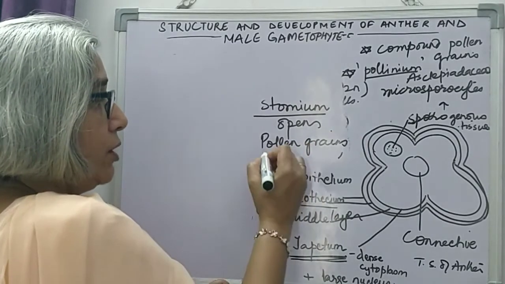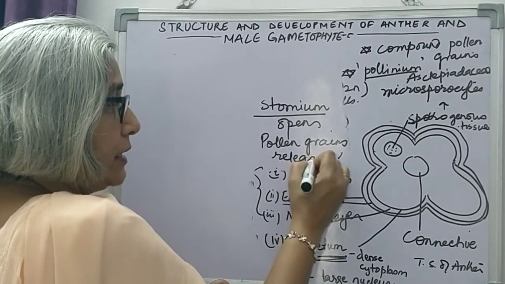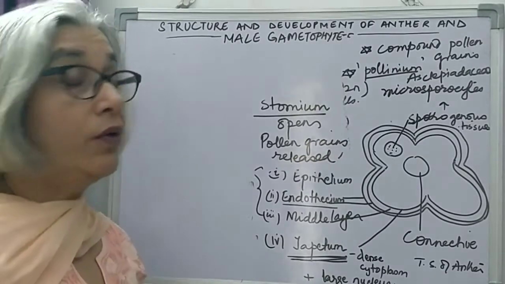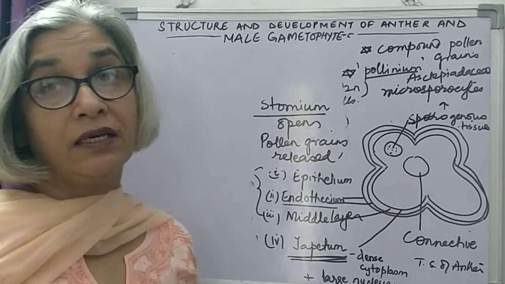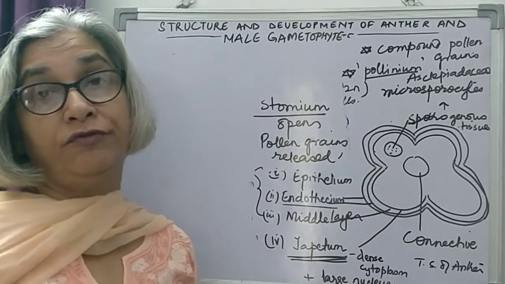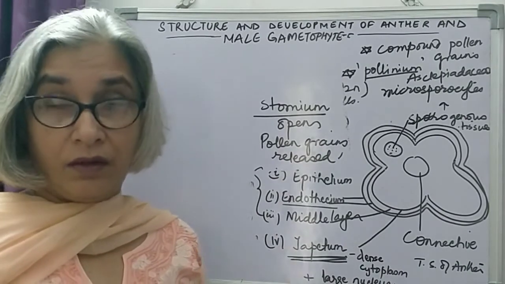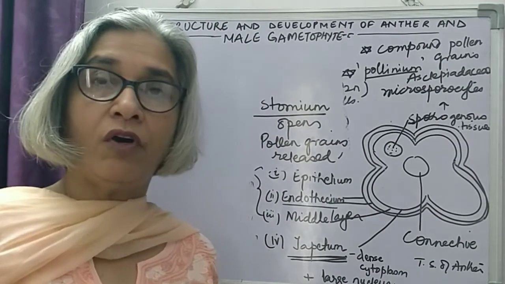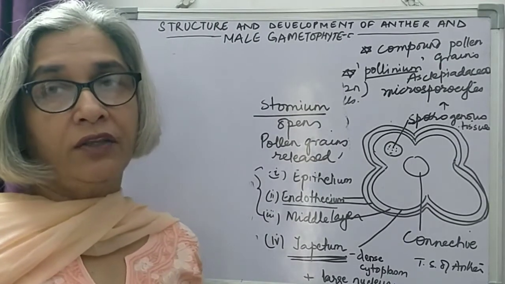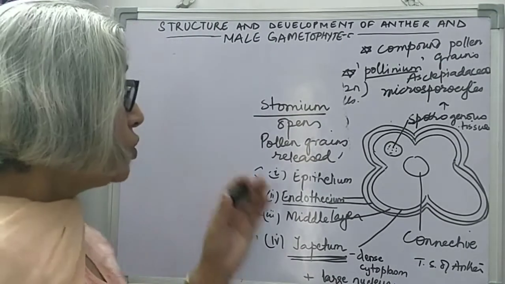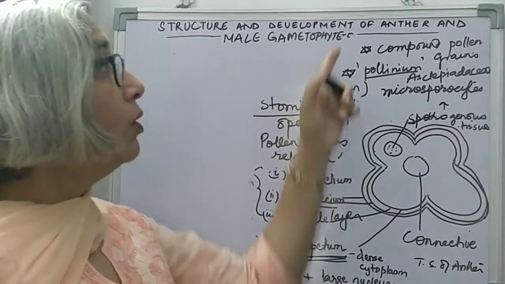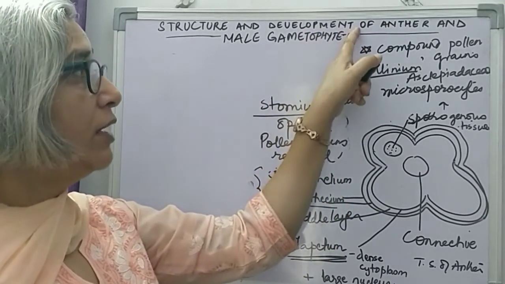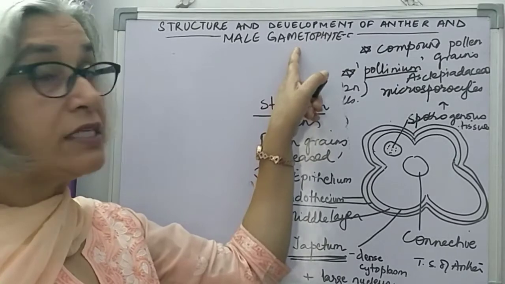Stomium opens, pollen grains are released, and that is how these pollen grains will now be carried to the female part by agents of cross-pollination, or if it's a bisexual flower, they can pollinate the stigma of the same flower. So this is how the anther develops and how pollen grains are formed.